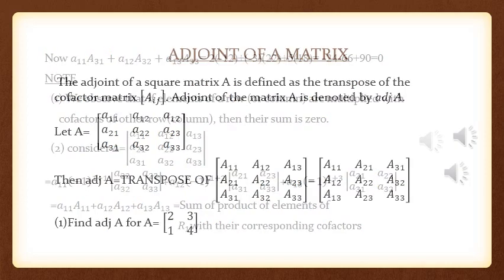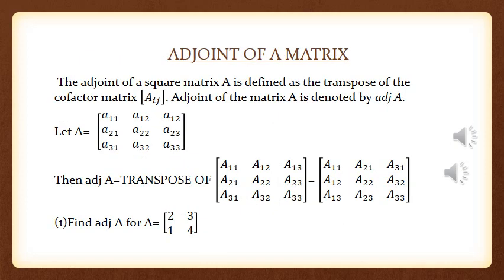Next important concept is adjoint of a matrix. It is easy to get. Just now we studied how to get the cofactor. Let's consider a 3 by 3 determinant. You find out the cofactors of all the 9 elements. Then you will get a matrix. That matrix is called cofactor matrix.